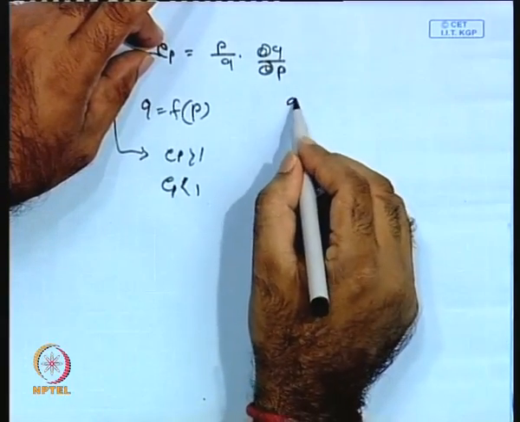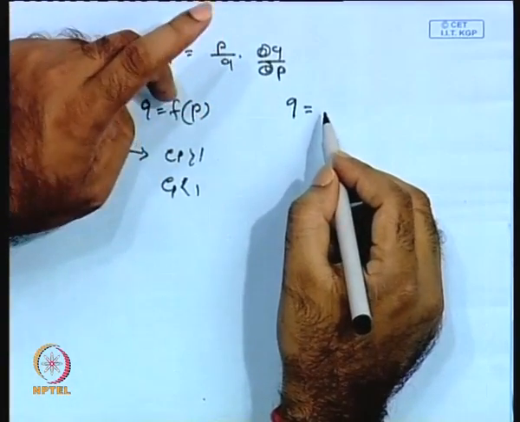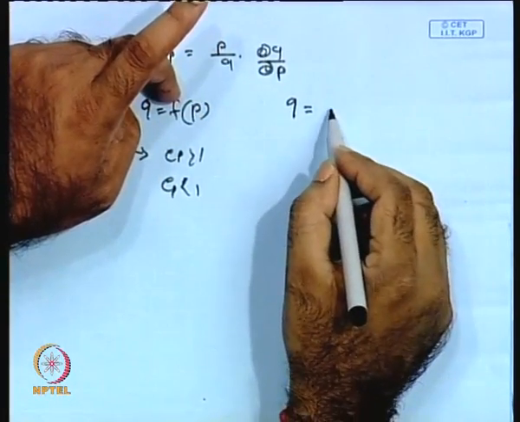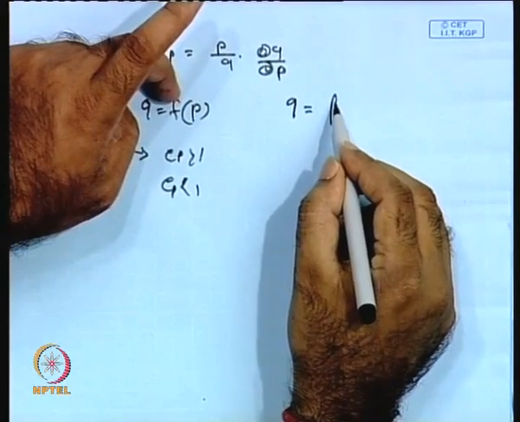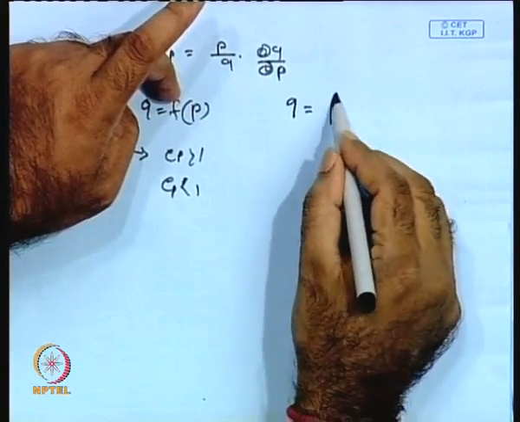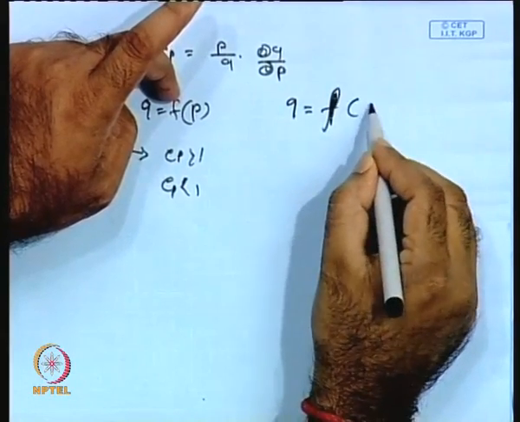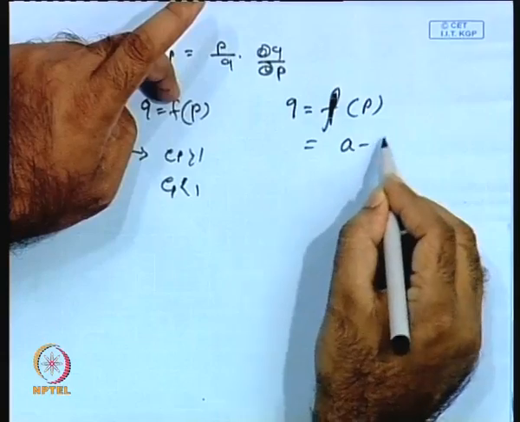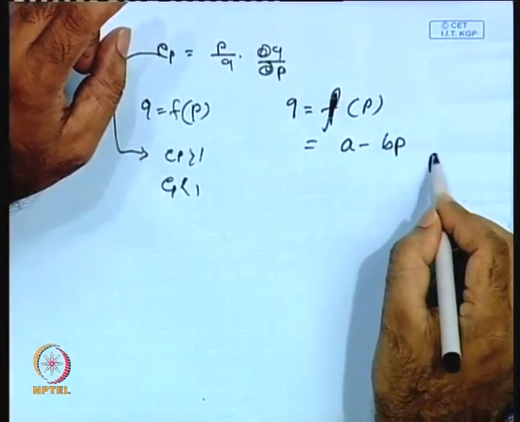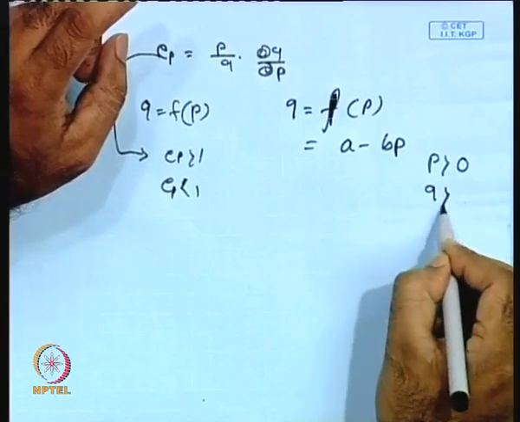Now the existing theory is that Q is every time a function of P, but it is in implicit format. If you put it in explicit format, then Q is a function of P, which is a minus b P, say. Okay. P is every time positive, Q is every time positive, because the price of a particular product cannot be 0 or negative. The quantity of a particular product cannot be 0 or negative. If it is 0, then there is no business at all. So obviously price must be positive and quantity must be positive.